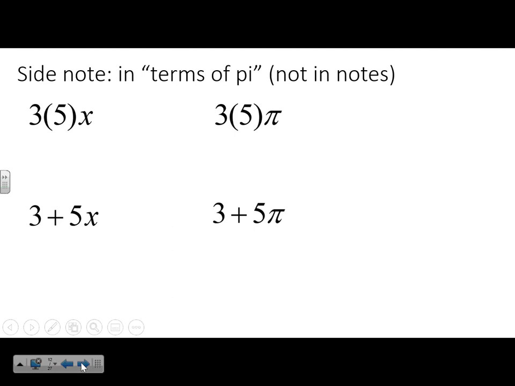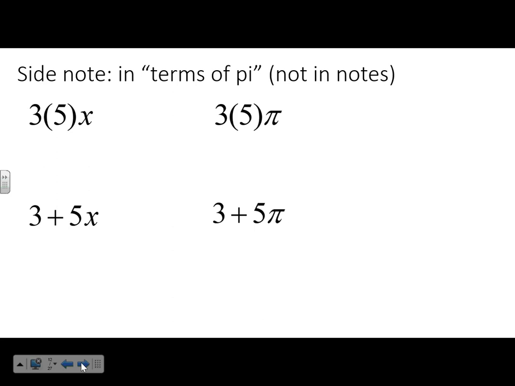So just a side note before we do the next ones. If I tell you to leave something in terms of pi, what that means is in your answer, you're going to have the pi symbol. And really all it is, you don't have to multiply by 3.14 at the end. It's just going to save you a little bit of time.